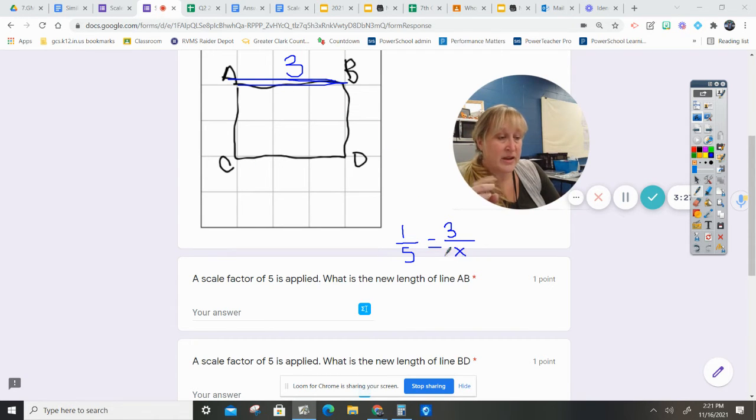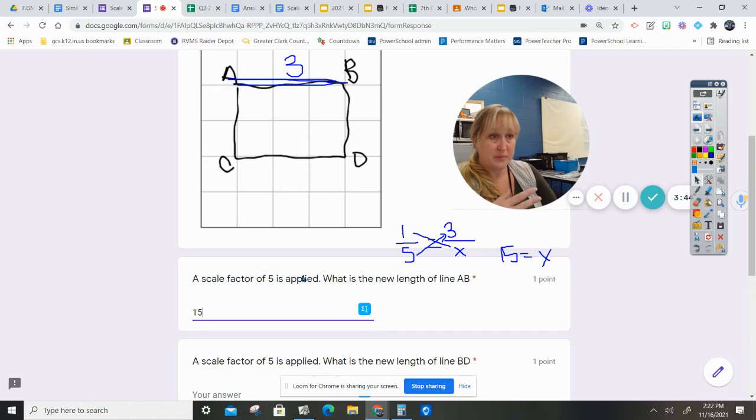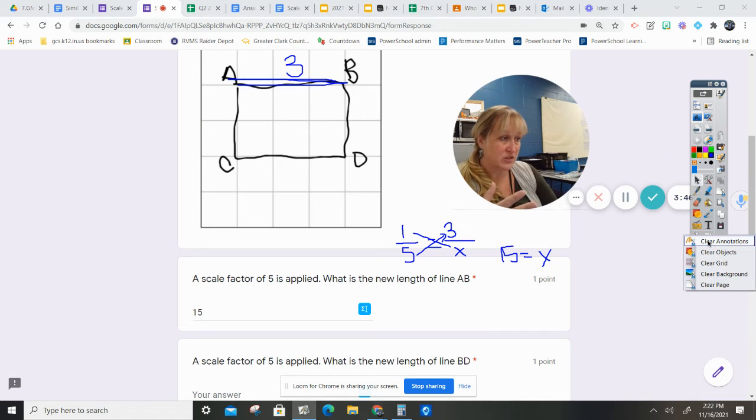That 1, the tiny square, our tiny square before we blow it up, is 3. So I can do cross multiplication. 5 times 3 is 15, and 1 times x is x. Or I can just say, okay, it's 5 times bigger. A scale factor of 5 is applied, so 5 times 3 is 15. It doesn't give me any units, so I'm good to go.